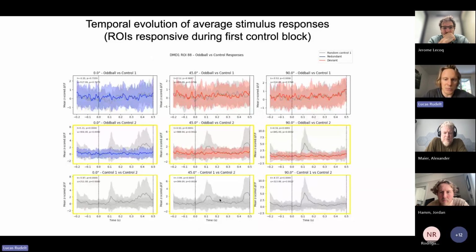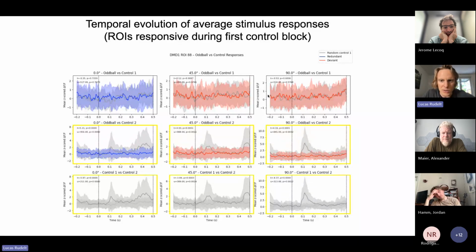And just to show you one example that I think is very interesting is this one. This is responses of a single ROI to the different orientations. And here I always plot two conditions that you see in the subtitle. So here, for example, oddball versus control 1. And you see that control 1 is gray, redundant is blue, deviant is red.